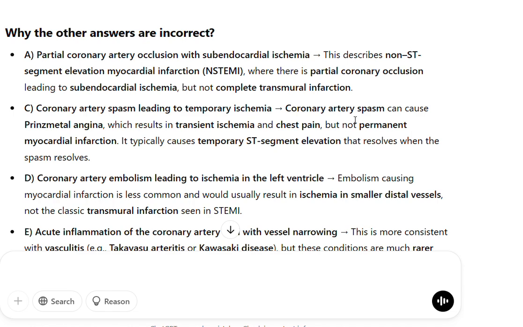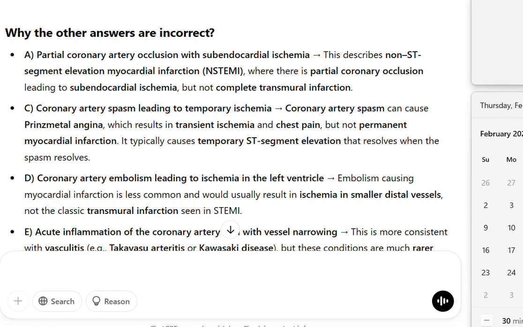D. Coronary artery embolism leading to ischemia in the left ventricle. Embolism causing myocardial infarction is less common and would usually result in ischemia in smaller distal vessels, not the classic transmural infarction seen in STEMI.